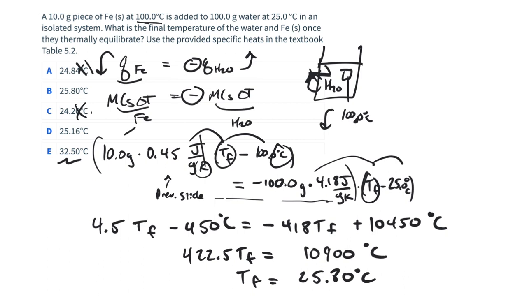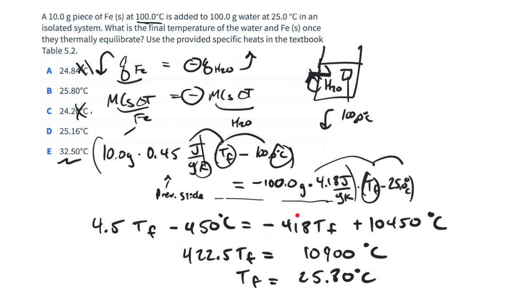All right, so if we take a look here, we did the 10 times the 0.45 times TF, and then 10 times 0.45 times minus 100. So I got 4.5 TF, and then minus 450 degrees C equals minus 418. So 100 times 4.18, keeping the minus sign, so minus 418 times TF. And then minus 100 times 4.18 times minus 25 gives me plus 10,450. So getting these signs right here is really helpful towards getting the right answer.